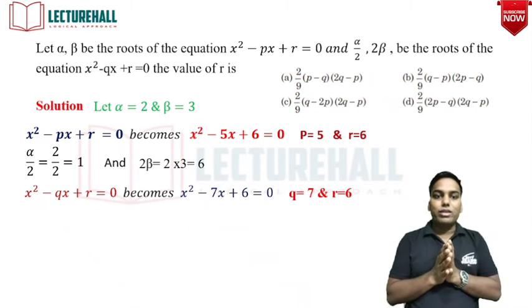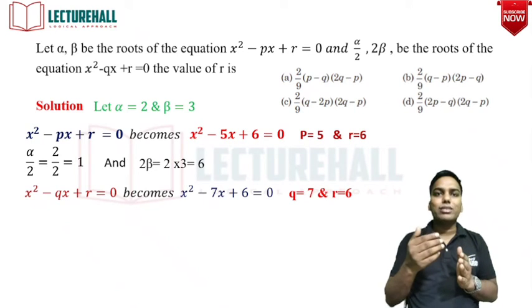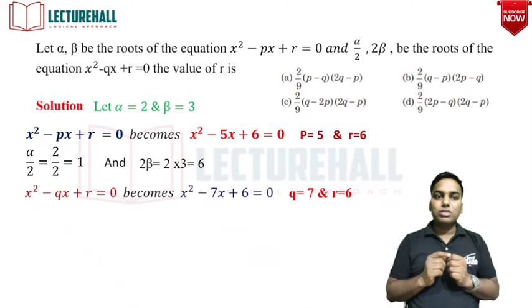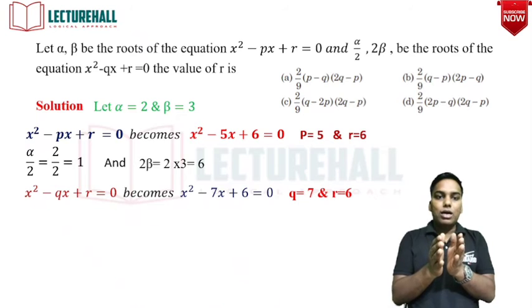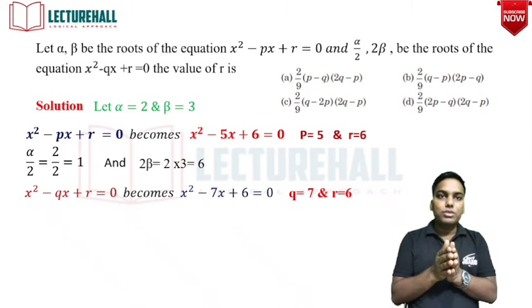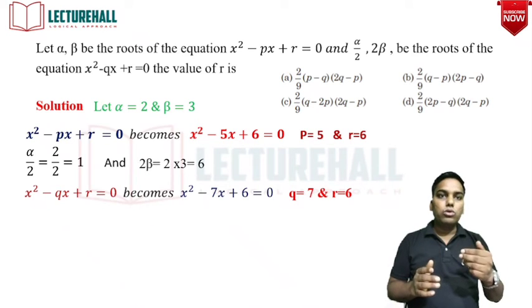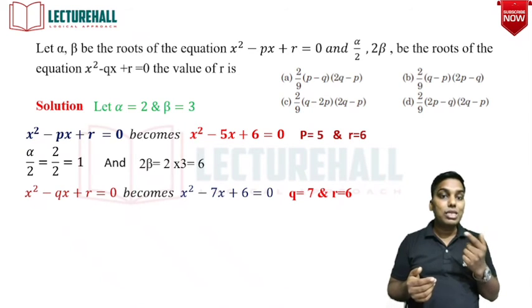What do we get here? We get the value of p, the value of q, and the value of r. See, in both cases the r value is the same, 6. What is asked in the question? It is asking the value of r. So it means we have the 4 options. If we put the value of p and q in the corresponding options, whichever option gives me 6 is my answer. Please, I am repeating again.